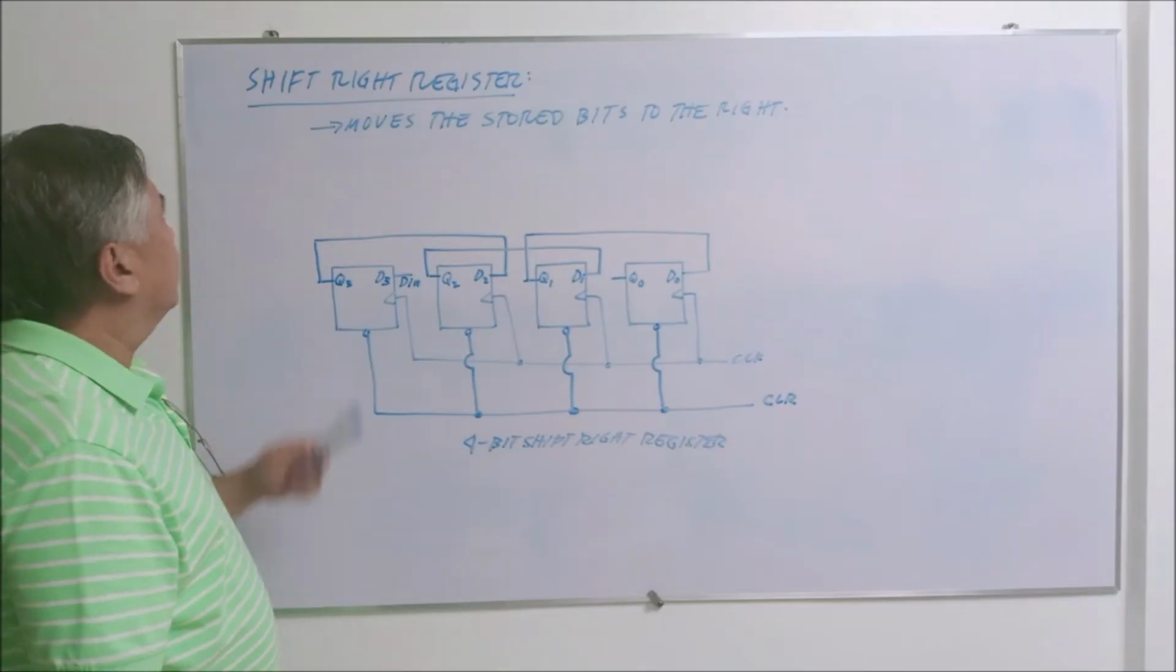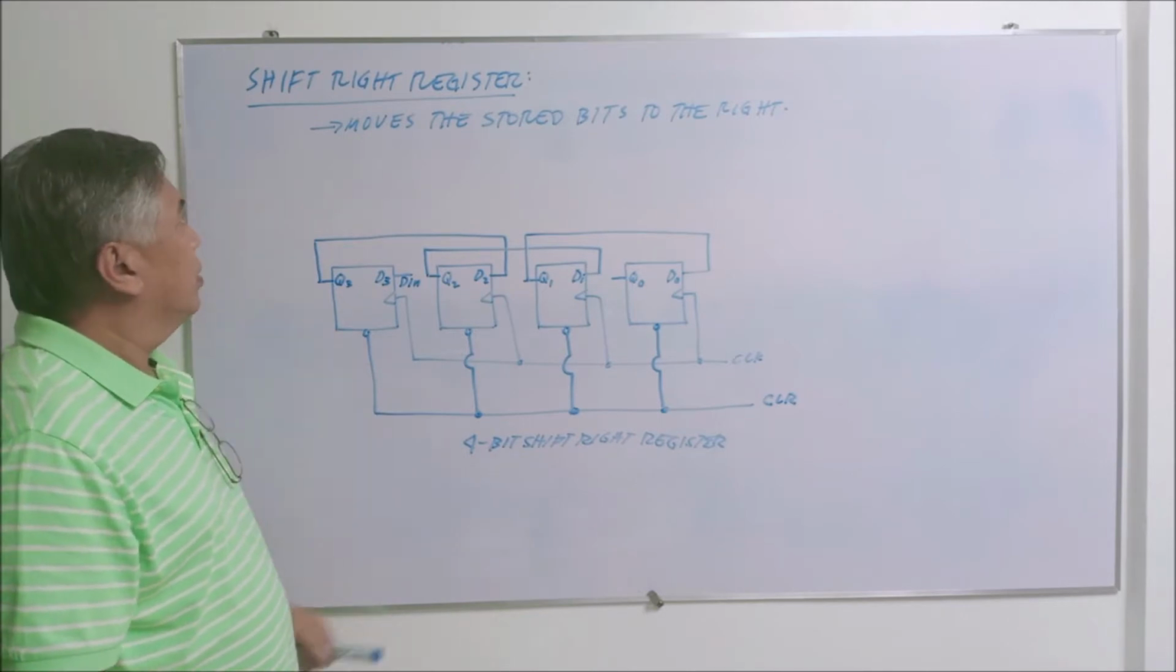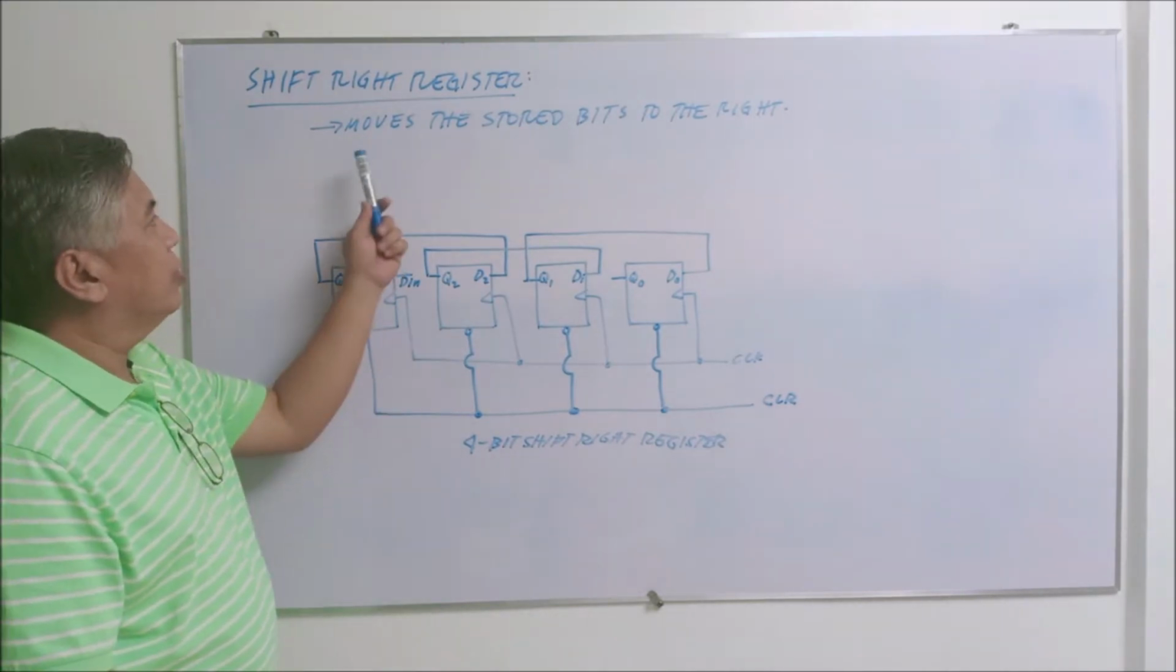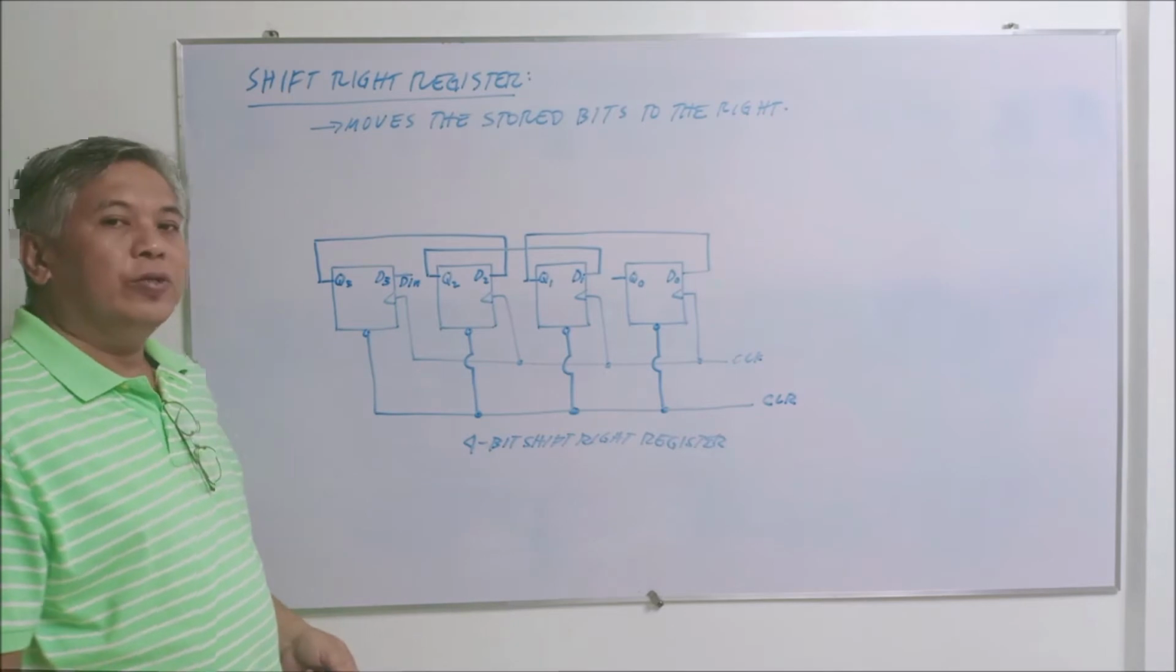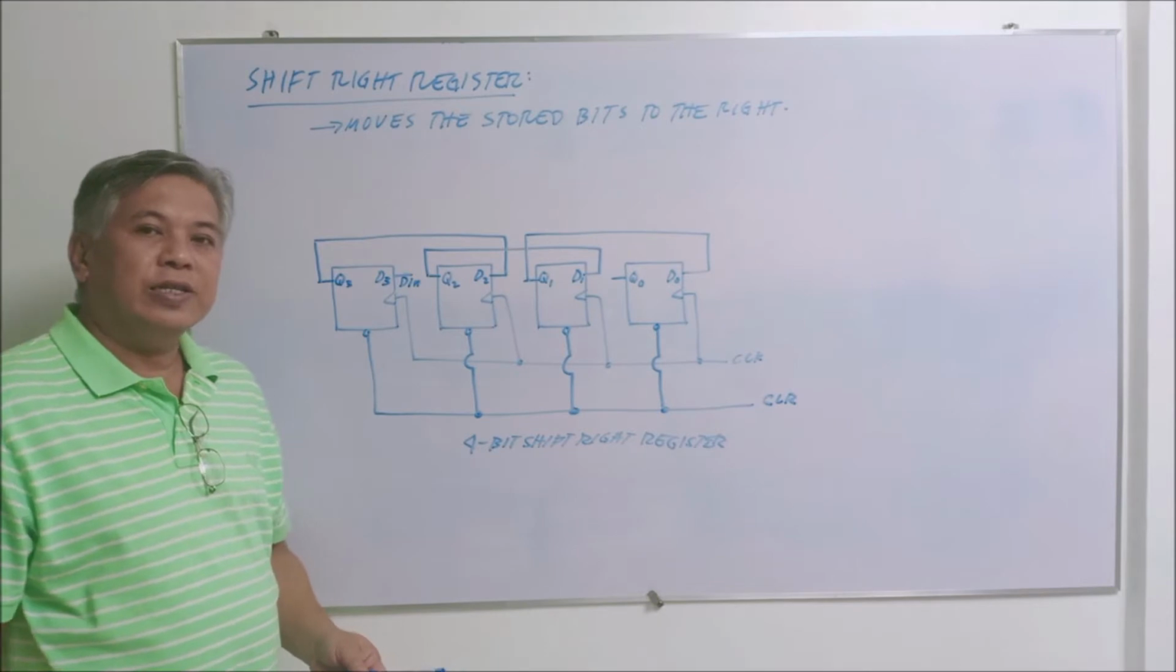Okay, so we now have the shift right register. A shift right register moves the stored bits to the right. What we have here is a 4-bit shift right register.